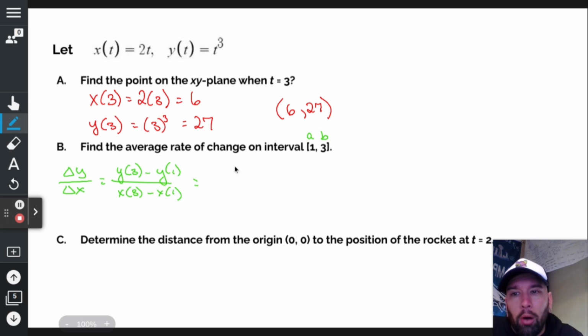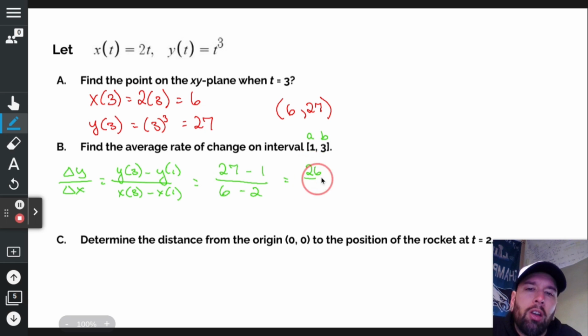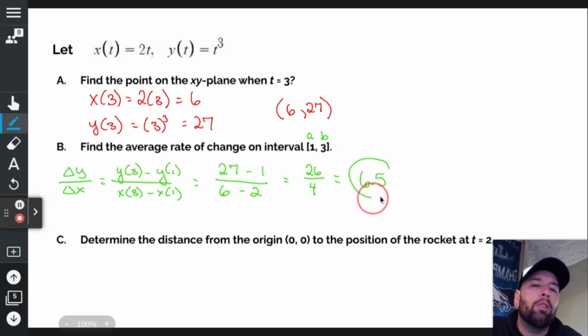Fortunately, I did this part already. Y of 3 is 27 minus y of 1, which is me plugging in 1. 1 cubed is 1. I can handle that. X of 3 I already did. It's 6. Minus x of 1 is going to be 2 times 1, which is 2. This becomes 26 over 4, which simplifies to 6.5. So that's my average rate of change over the interval 1, 3.